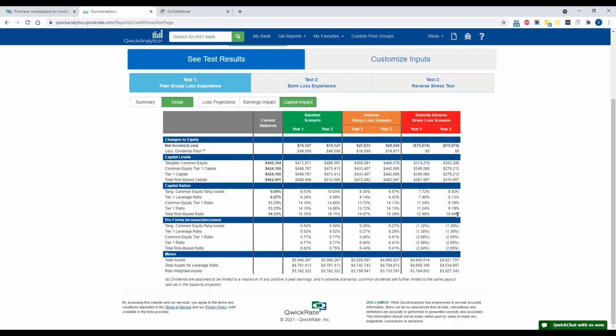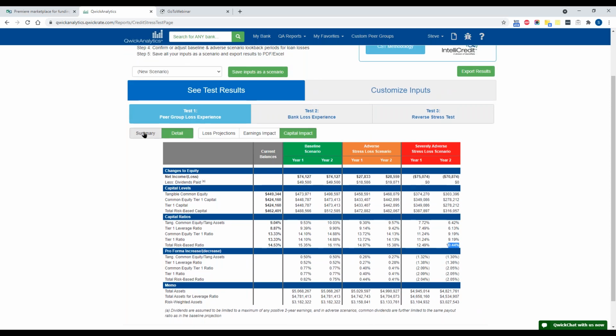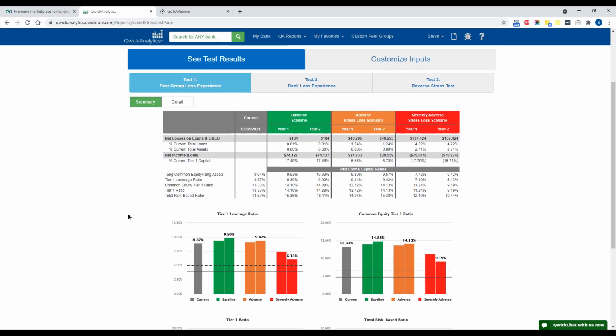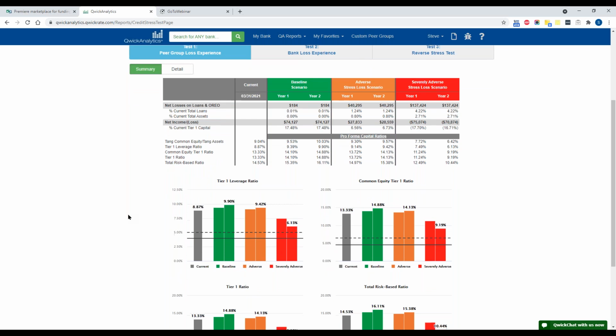And this is really the end of the line for the stress test, for this particular test, right? We've reprojected our potential loan losses based upon peer experience. We've reused that to rebuild and reproject our earnings, and then reproject exactly where our capital would be 2 years out in all three scenarios of stress side by side. So if I go back to the summary, I'm going to see all the most important elements of what we just went through on one screen.